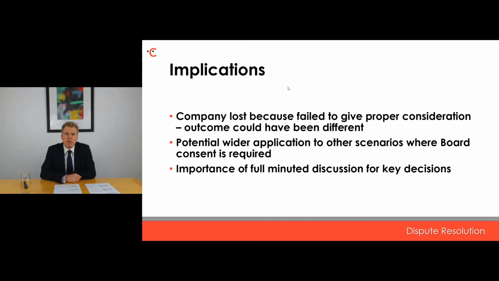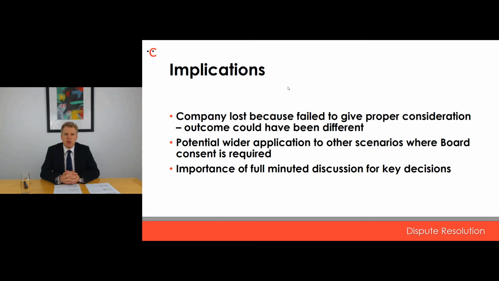Again, there are some lessons that a board of directors can learn from this. Watchfinder lost because it didn't give proper consideration to the claim, and had it done, we'll never know, of course, but had there been a properly constituted board meeting with all the relevant information put before the board, and the board then rejected the claim, it's quite possible the court wouldn't have interfered.